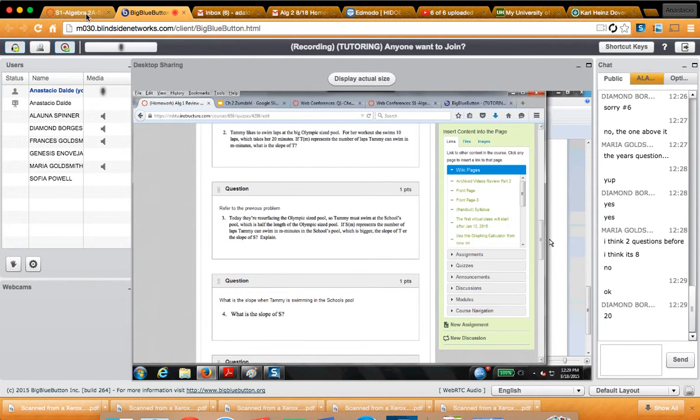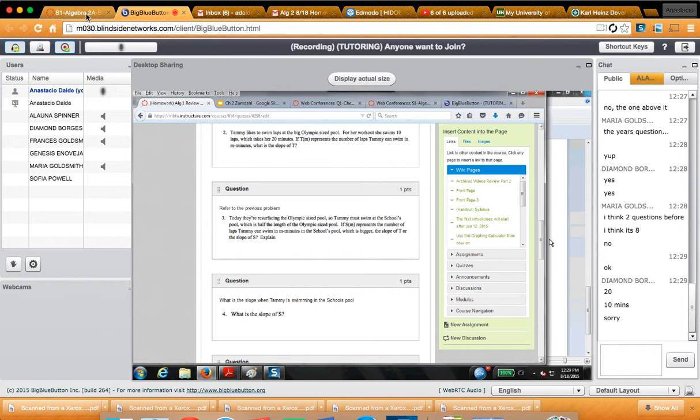And how long will it take her? No, it won't take her 10 minutes. It will still take her 20 minutes, right? Right. But she's doing 20 laps as opposed to just 10 laps. So, it's how many laps per minute? I guess that's my question.